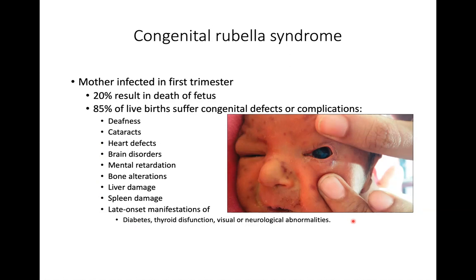So in a healthy adult, even a healthy young child, rubella is not anything of concern, to be honest. But all of these things can happen to a fetus that becomes infected with rubella. And it's very easy for rubella to cross the placental barrier and infect a fetus.